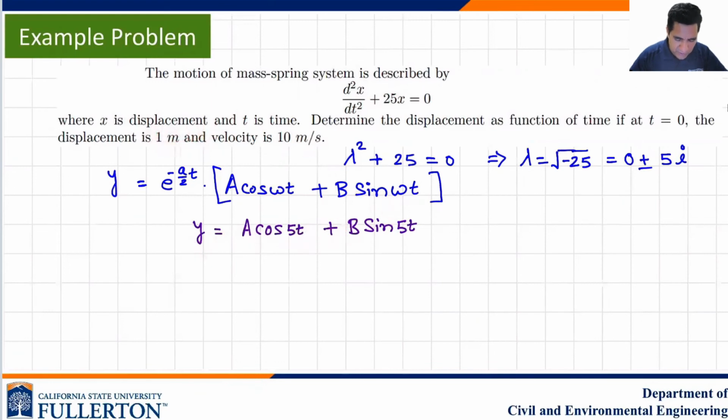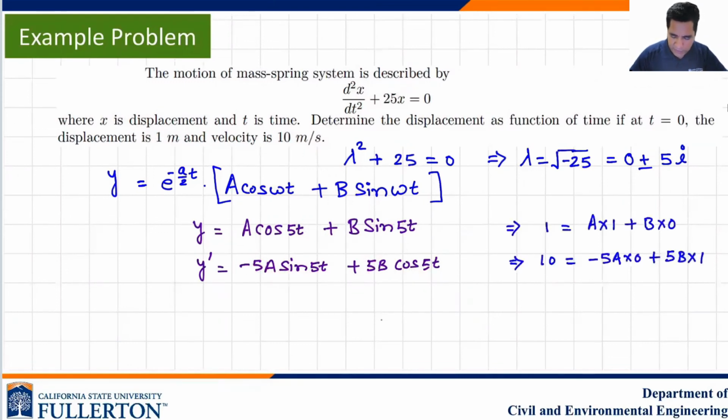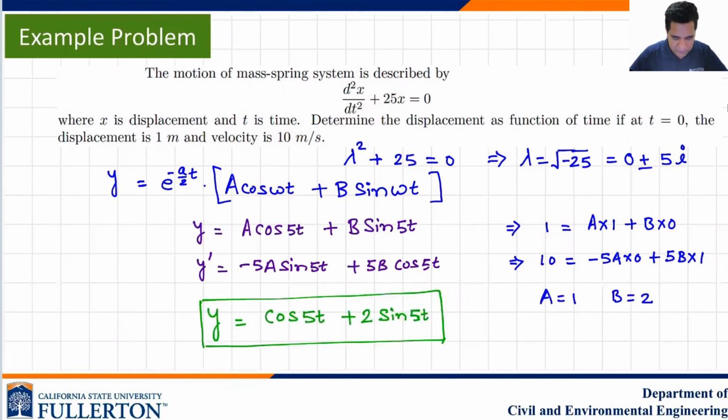Displacement is known. Let's get the velocity, which is dy over dt. It will be minus 5a sin 5t plus 5b cos 5t. Now let's substitute: when t equals 0, displacement equals 1, and when t equals 0, velocity equals 10. So we substitute the values t equals 0, and y and y prime are 1 and 10 respectively. What we get is a equals 1 and b equals 2. Once we have the a and b values, we have solved the problem, and our solution is going to be cos 5t plus 2 sin 5t.